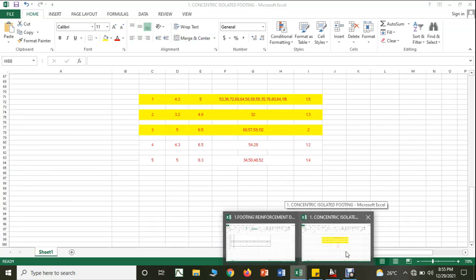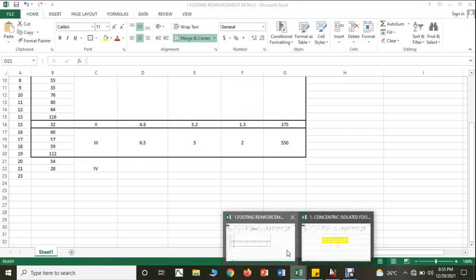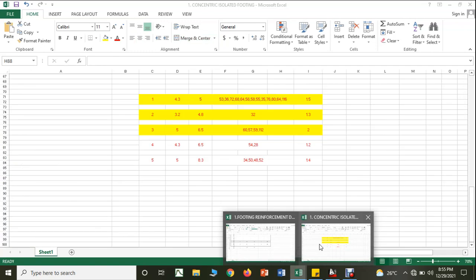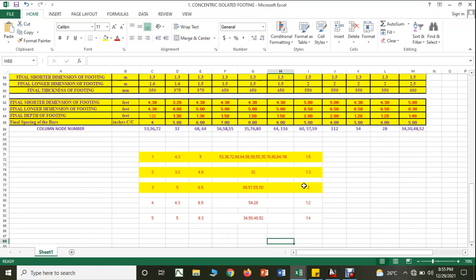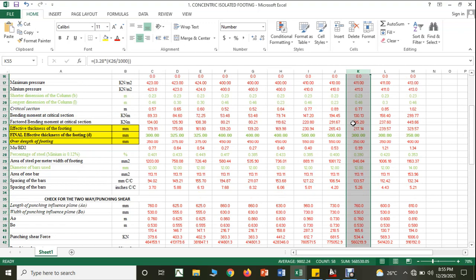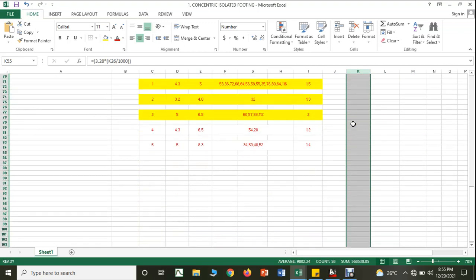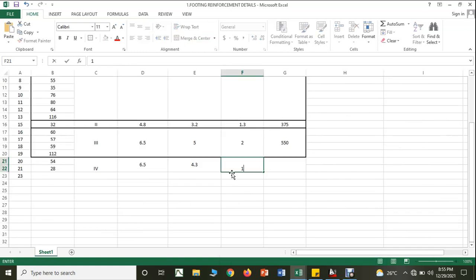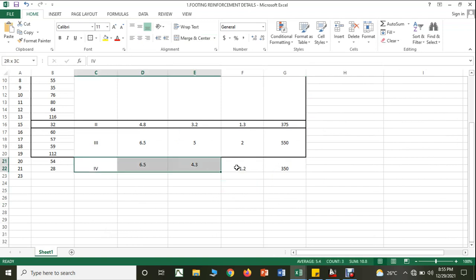What are its dimensions? The dimension will be 6.5 and 4.3. Then what about the thickness? It is 1.2 feet. So for column 54, 1.2 feet means the thickness is 350 mm.